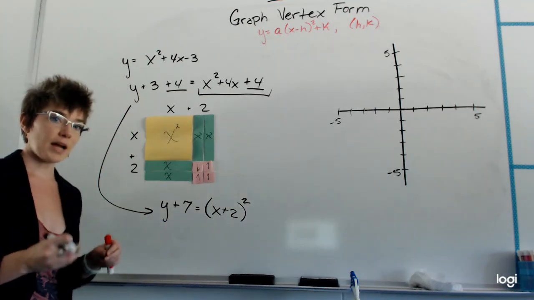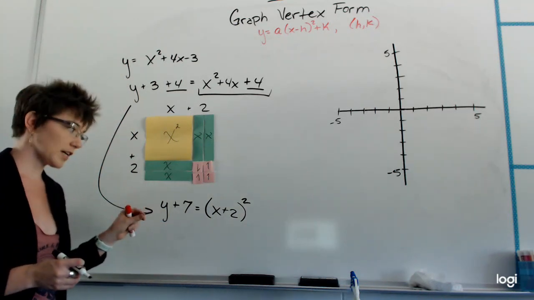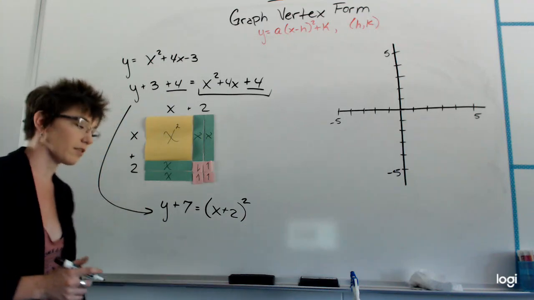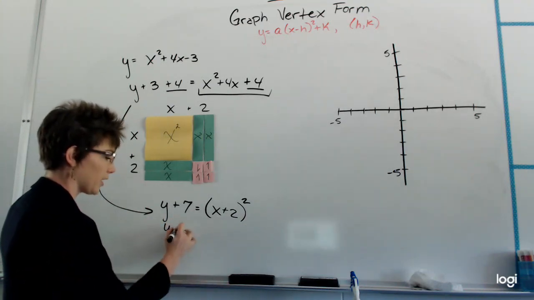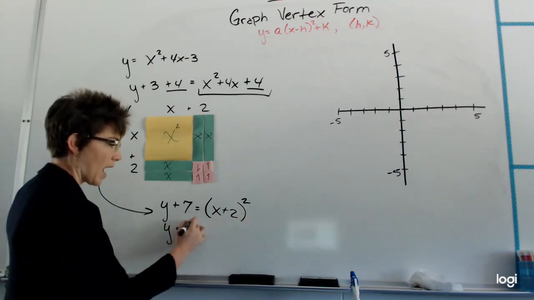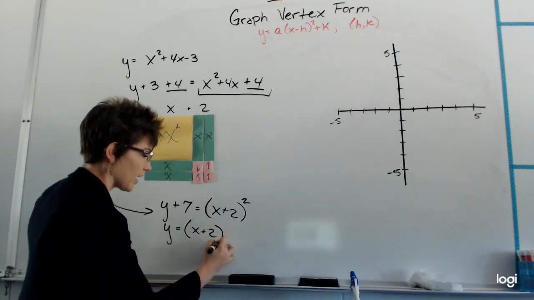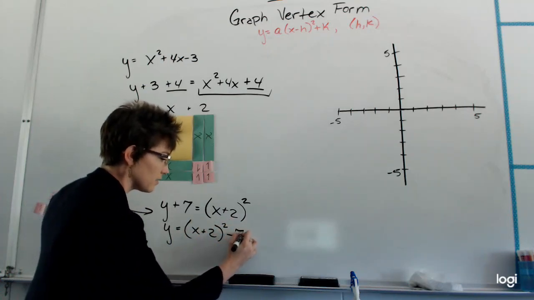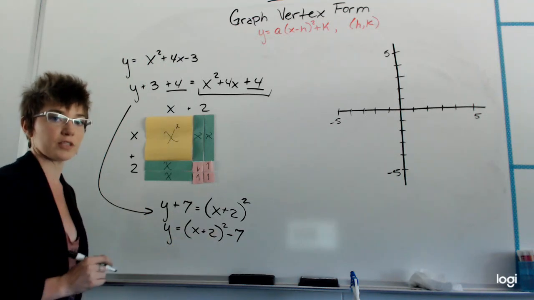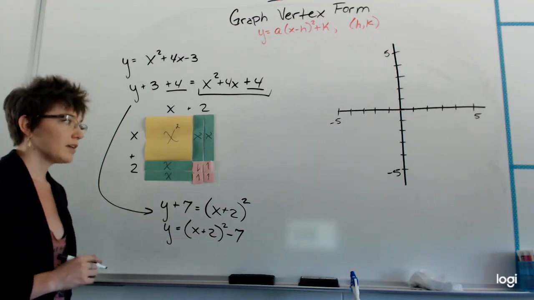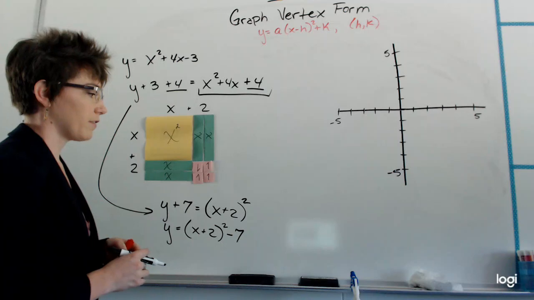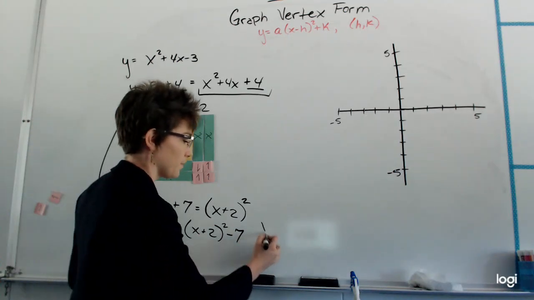Okay, last step, we're super close. We got to put this into vertex form by moving the 7 along to the other side. So now it would be appropriate to move your constant term back over. So I have x plus 2 squared minus 7 because I have to subtract it over this way. All right, now let's see if we can figure out what our vertex is.